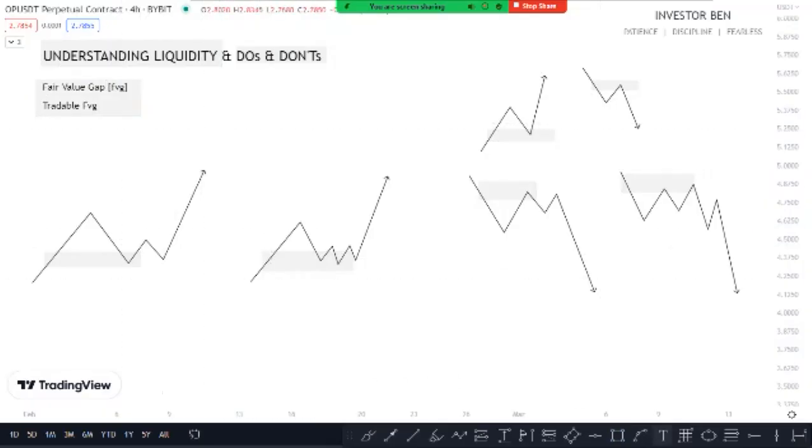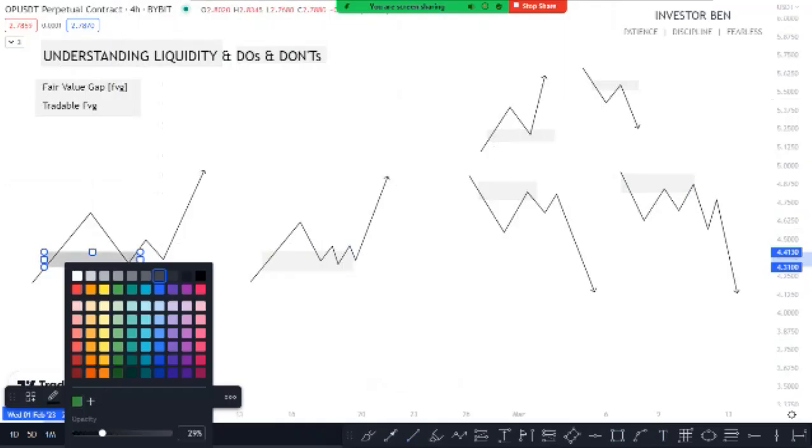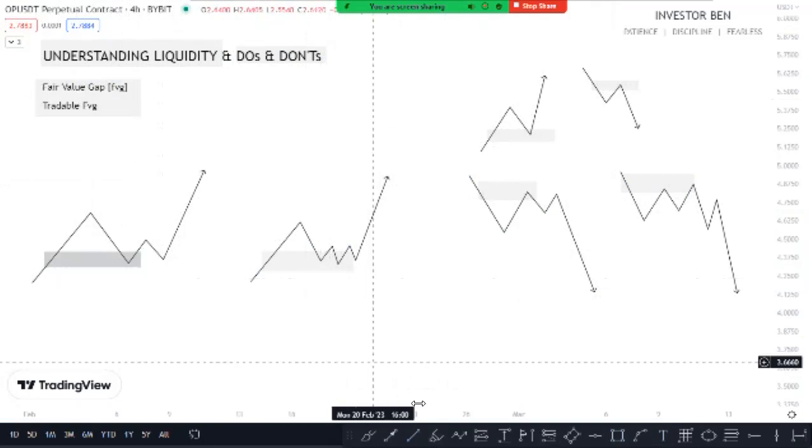So I've drawn infographics on how to picture how fair value gaps are already. All of these diagrams here are infographics on how to understand the fair value gap structure. Now, if you look at this, you see that there is a rectangle there, right? The rectangle indicates a fair value gap region.